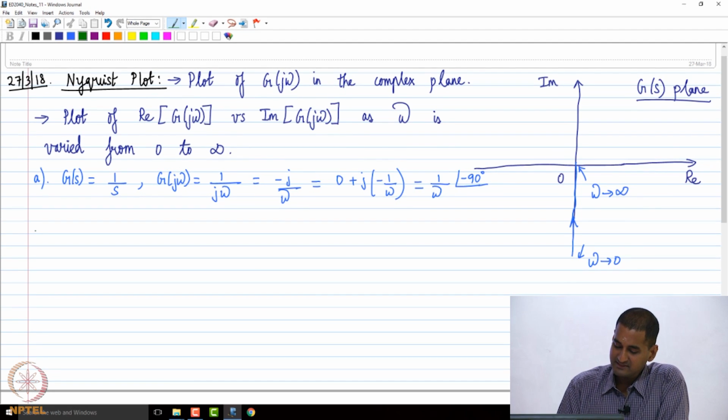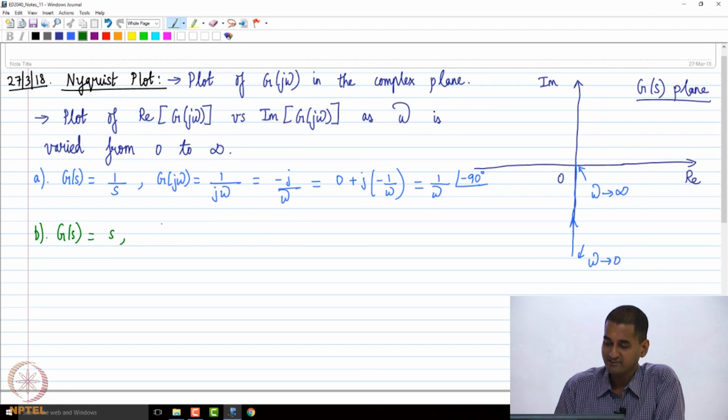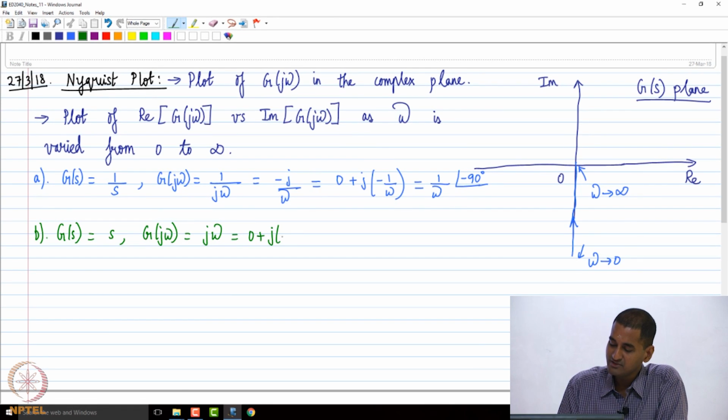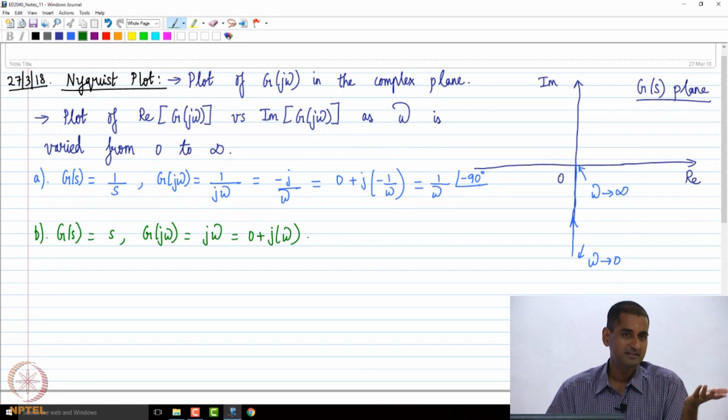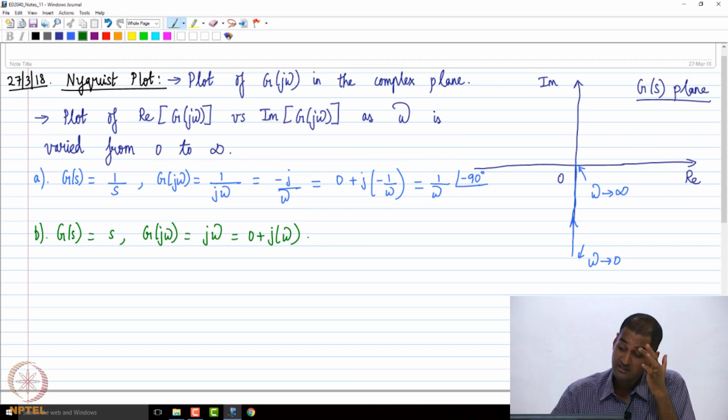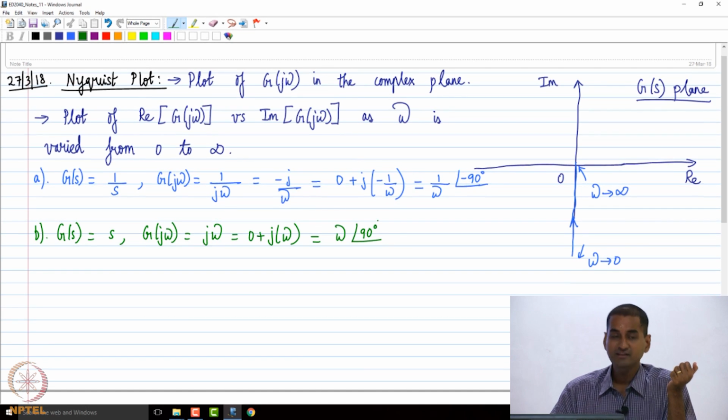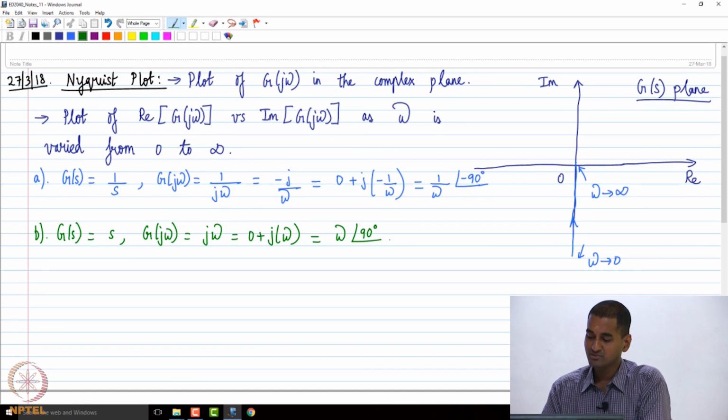So now let's plot a few more factors, then we will discuss a few points, right. Let's plot it for the derivative factor, G of s is s. Then G of j omega becomes j times omega. I can rewrite this once again as 0 plus j times omega. So 0 is the real part, j omega is the imaginary part, right. In terms of magnitude and phase, I can rewrite this as omega at an angle of plus 90 degrees, right. So that is what is going to happen.